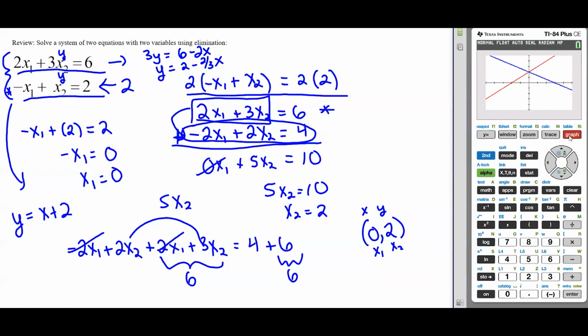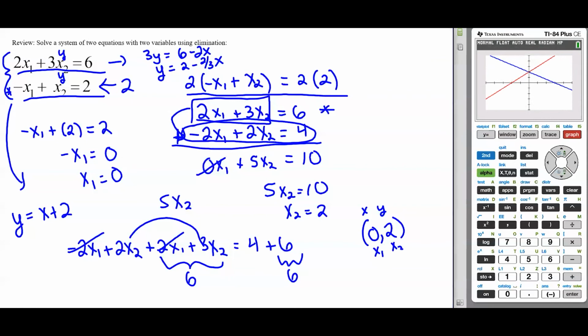And you can see, sorry, my dog's barking. You can see where they cross right here at 0, 2. So this point that solves the system is the point on their graphs where they share a common point. So it's where they intersect.